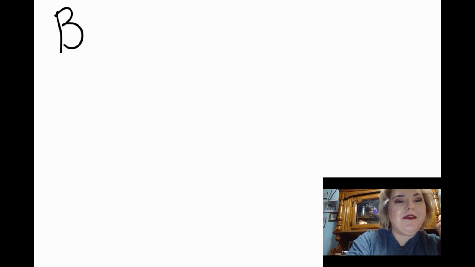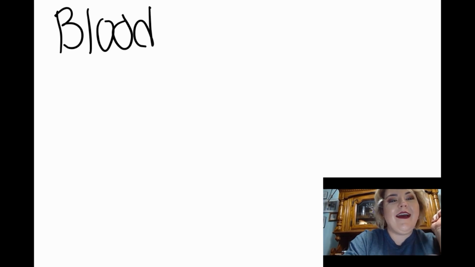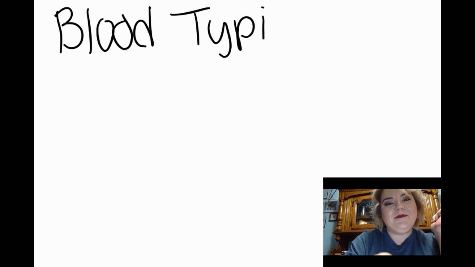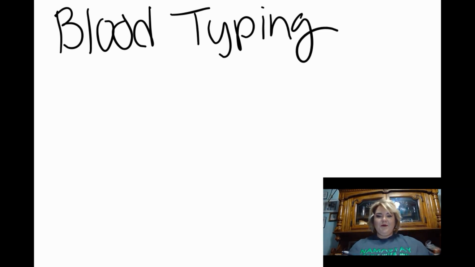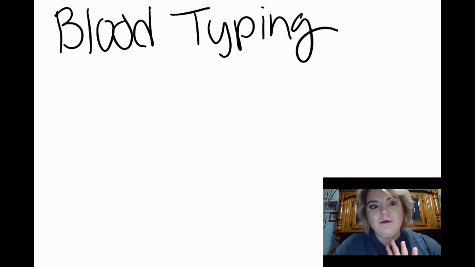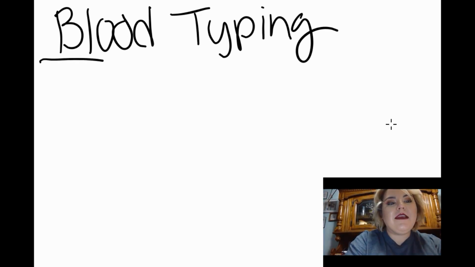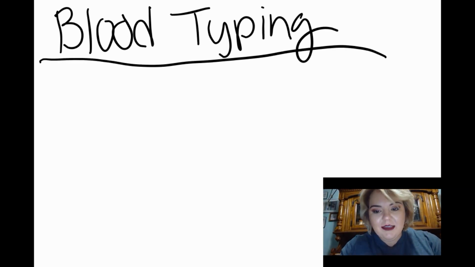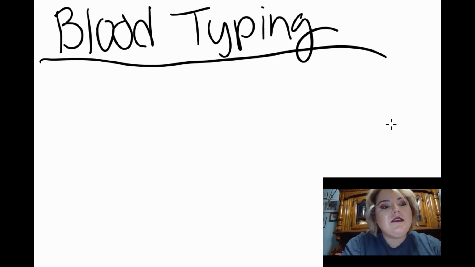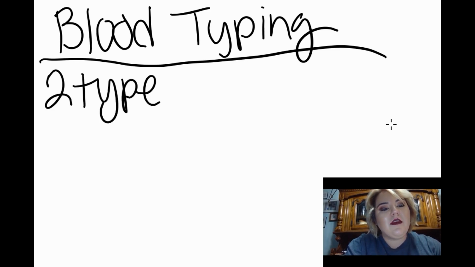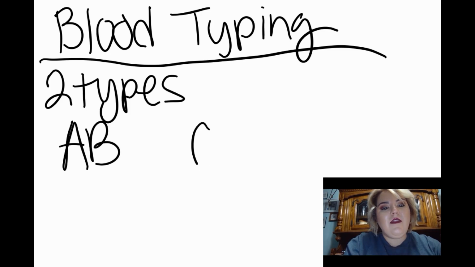All right, so today we are jumping into the topic of blood typing. Now, before we get into blood typing itself, we need to discuss the different blood types, right? So with that, there's two type groups. You have your AB group and then the O group.